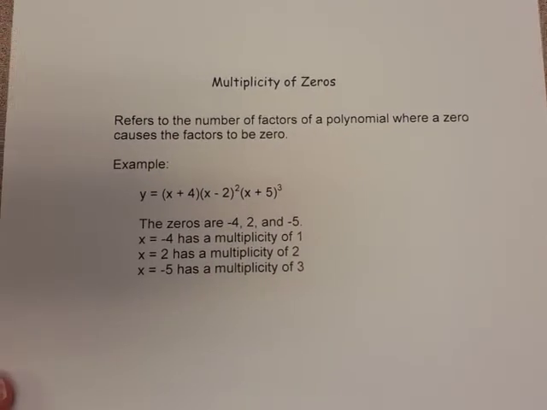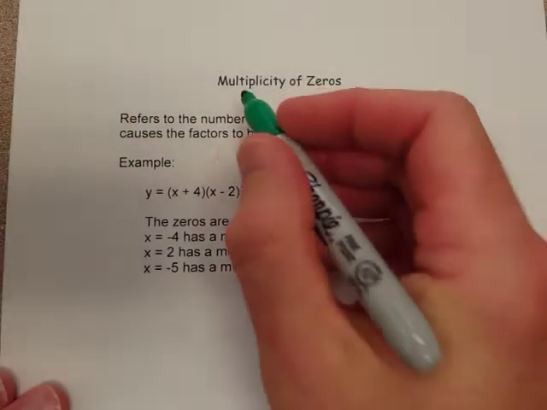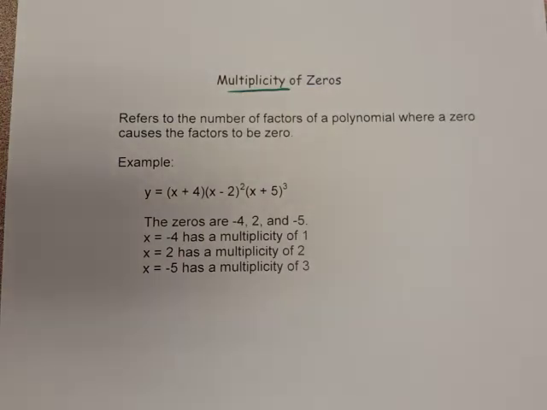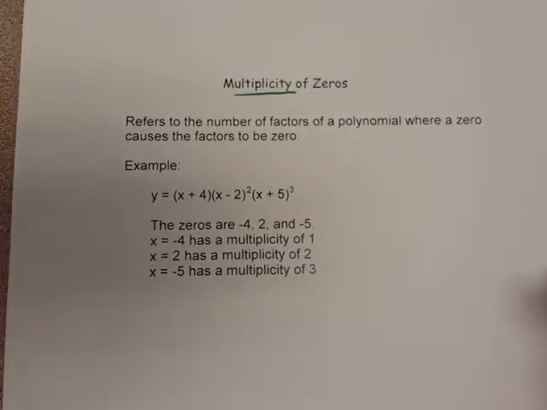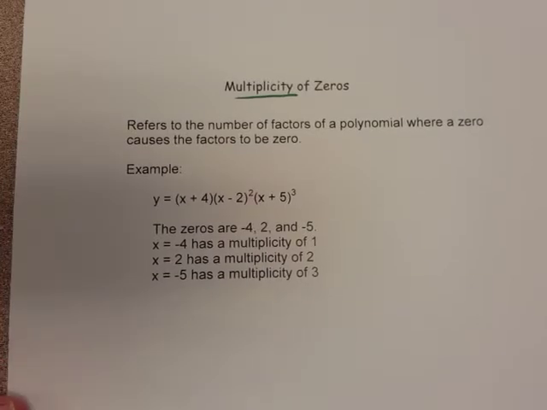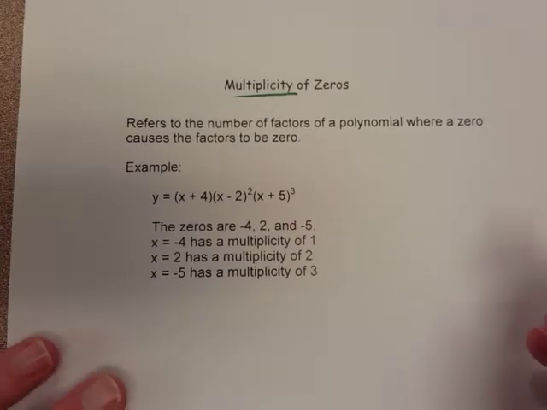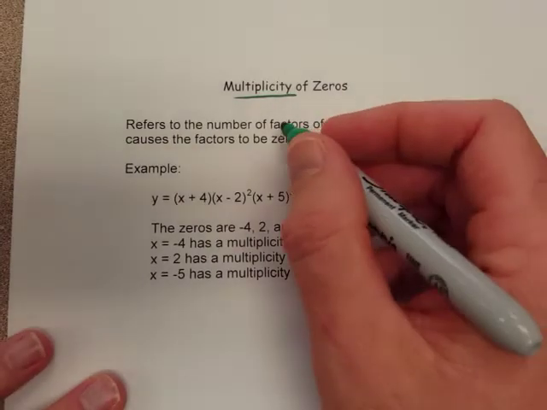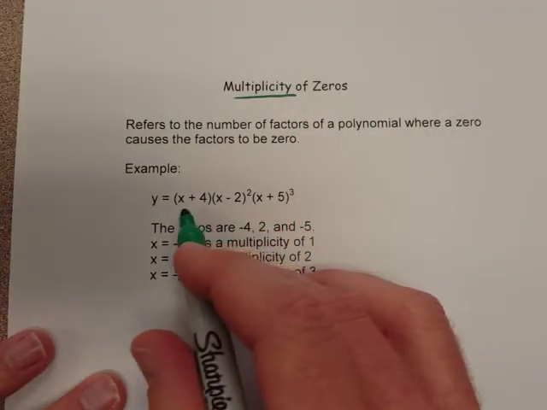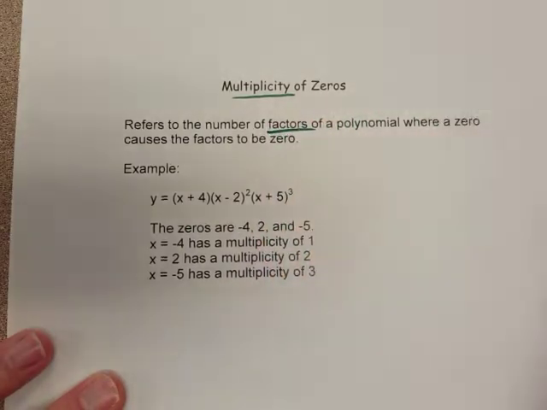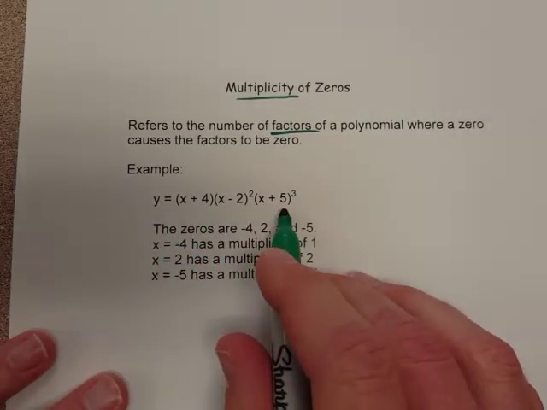And the first thing that we're going to look at is what's called multiplicity. That's going to be mainly the focus for this lesson for 2.3 day 2. Multiplicity refers to the number of factors for a zero, or number of factors for any given polynomial. So you'll see what that means when you look at this example.